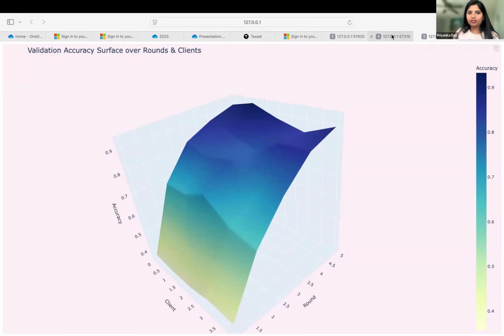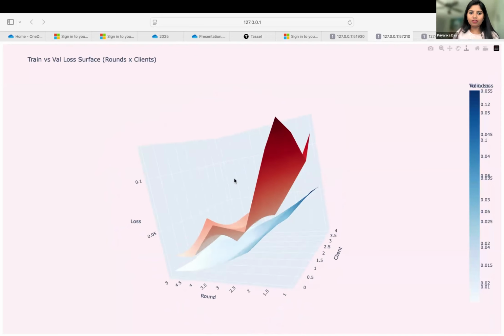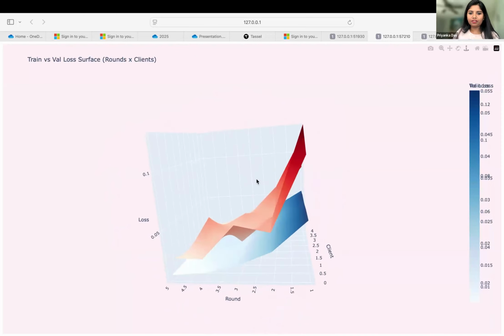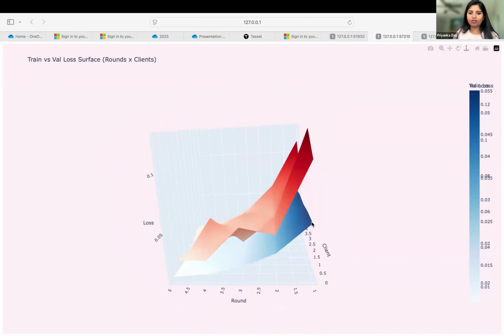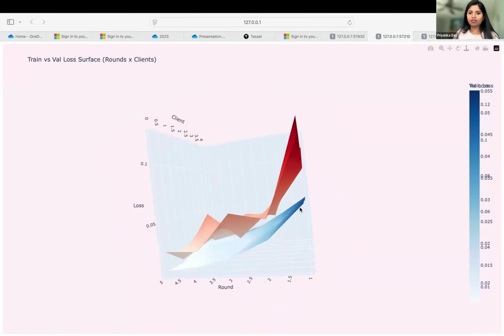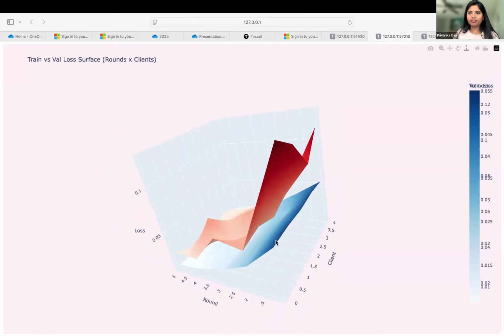This is one, and this is the training and validation loss plot. So I did this to check if there is overfitting. So this is the training loss and this is the validation loss. As you can see, it is almost similar. So we can say that there is no overfitting here.